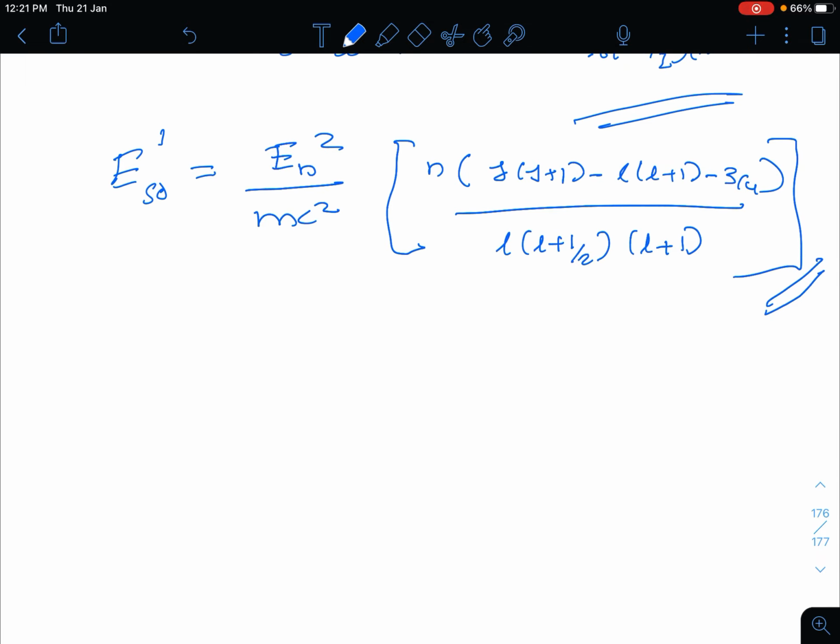Now, adding these two together, you can write it under the name fine structure correction, combining the earlier relativistic correction and the present spin orbit correction. Try to write that also. Clear? So this is the correction in energy of the hydrogen atom due to relativistic motion of the electron as well as the spin orbit coupling of the electron and nucleus. Clear? So those are the corrections. I think that's enough. Thank you.